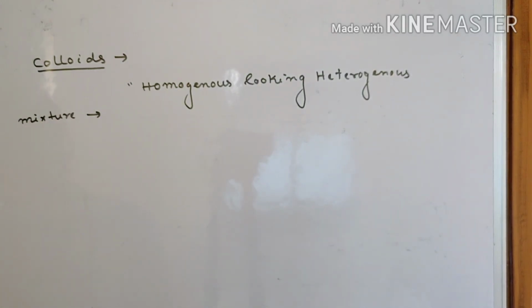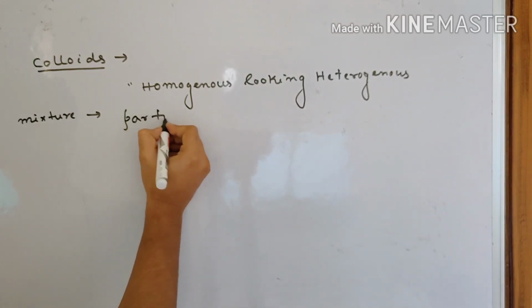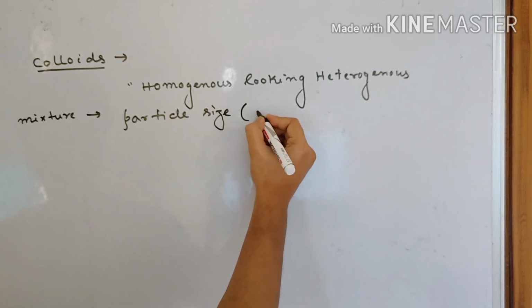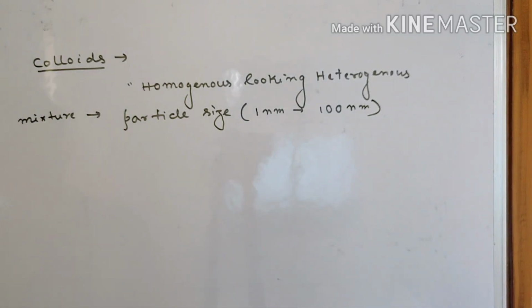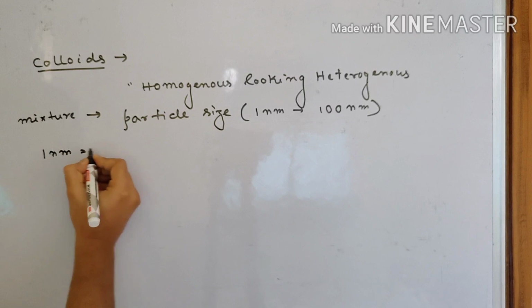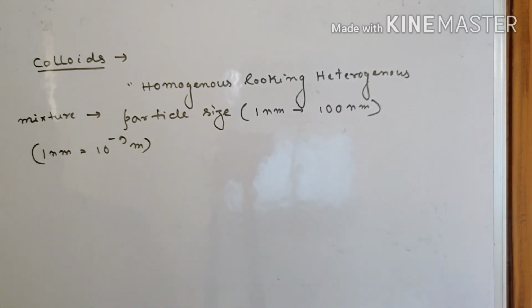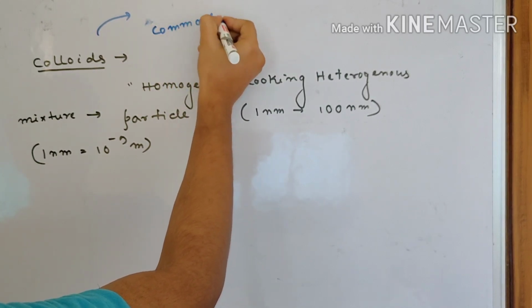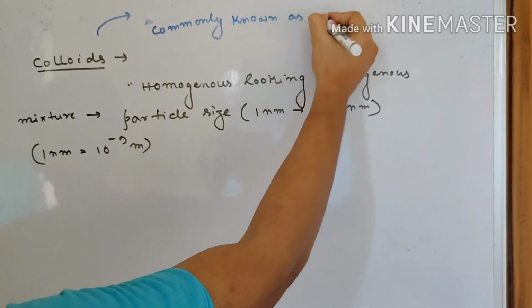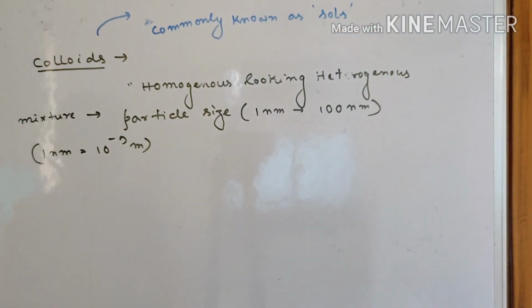where the particle size is between 1 nanometer and 100 nanometer. We must understand that nanometer means 10 to the power minus 9 meter. Earlier we saw the particle size for suspension; now we are observing the particle size for colloids. And colloids are commonly known as sols. So this is the basic definition of colloids. It looks homogeneous, but actually it is heterogeneous in nature.